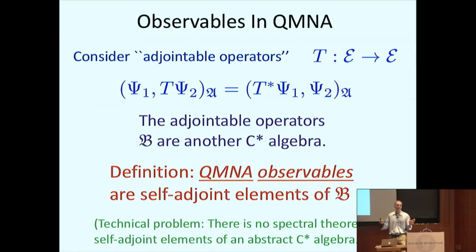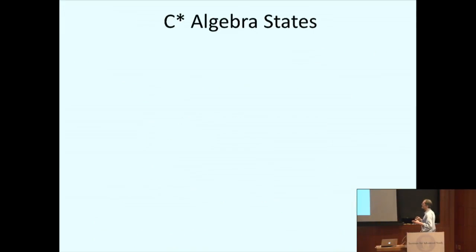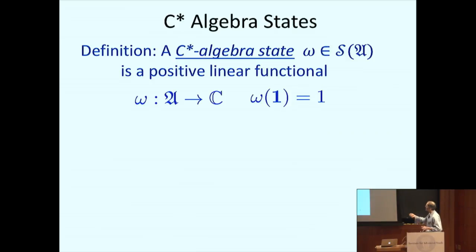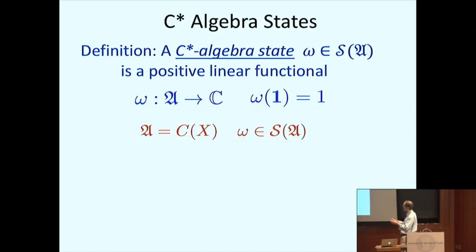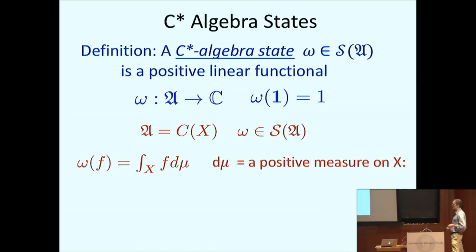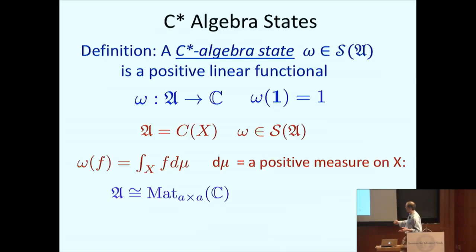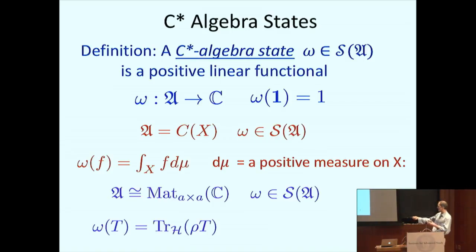Now, finding a good definition of QMNA states turned out to be a lot harder. It's a lot like trying to open a tin of pineapple without having a proper can opener. It's good to start with another off-the-shelf mathematical definition, which is a C-star algebra state. So a C-star algebra state is a positive linear functional from the algebra to C, which takes the unit to 1. And in our two examples, well, if A is the continuous functions on X and omega is the state, then the value of omega on a function is always the integral of f over x times a positive measure on x. And if A is an A by A matrices and omega is his state, then the general state on T is just the trace of rho times T, where rho is a density matrix.